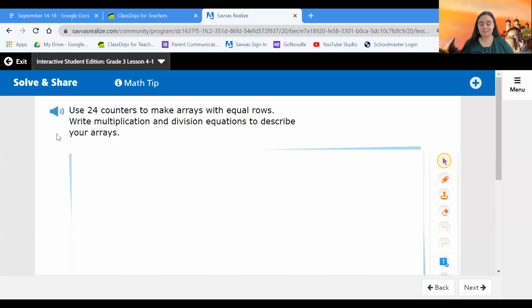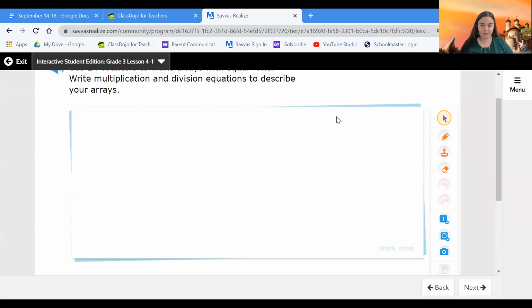All right, so today's problem is asking us to use 24 counters to make arrays with equal rows. Write the multiplication and the division equations to describe our arrays. So first of all, we got to build our array, right? So let's go ahead and build that array.